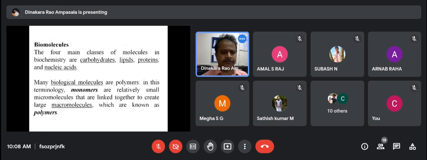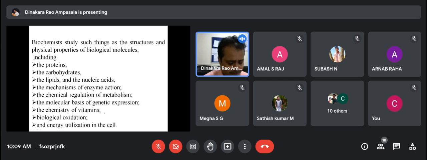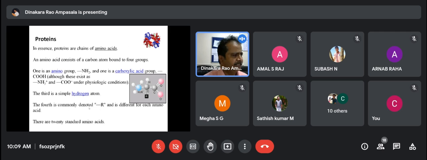Sorry for that problem. Okay, so as I said, there are four types of biomolecules, and you can see carbohydrates, lipids, proteins and nucleic acids, and they have their importance in the biological system, as you know, and different roles they have in the system for their regular metabolic activities.